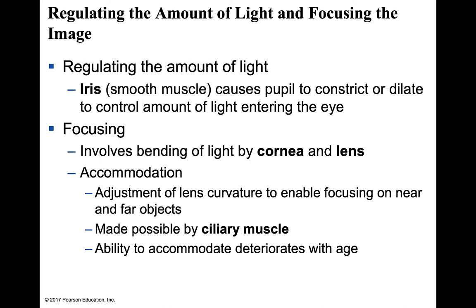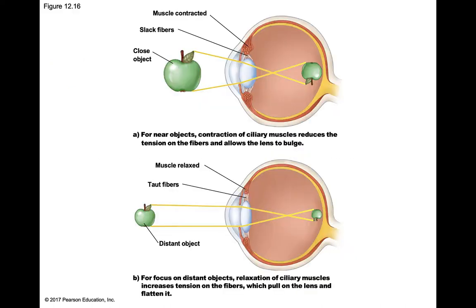Now focusing is bending the light by the cornea and the lens. Accommodation is the process where adjustment of the lens allows for focusing on near and far objects. It's the ciliary muscles that are responsible for this. One of the things that we know is that aging impacts how well we accommodate, and we know that vision typically deteriorates as we age.